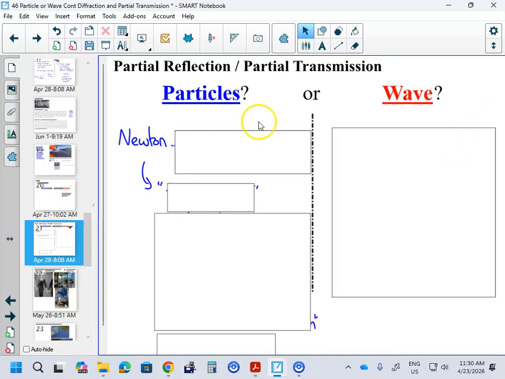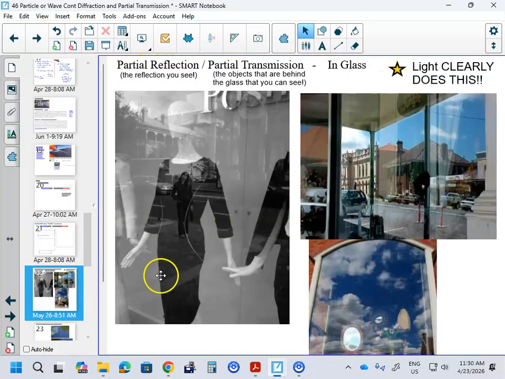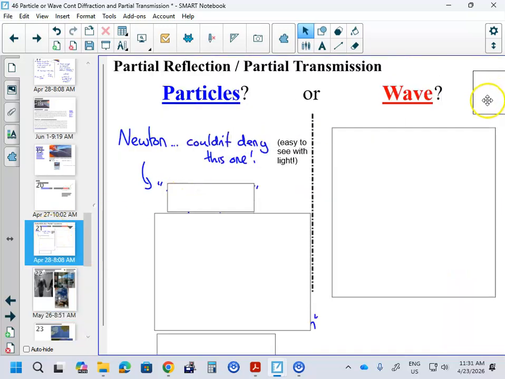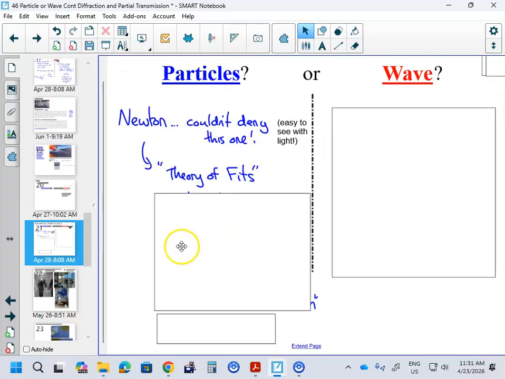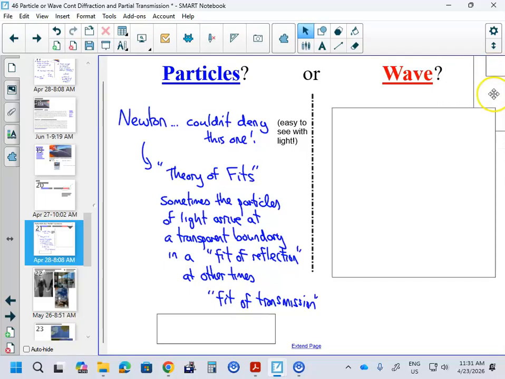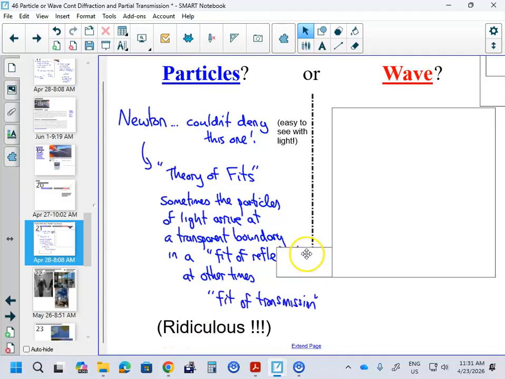at all. One of my favorite quotes or stories to do with Newton is about partial reflection and partial transmission, which we know happens with light, right? So Newton couldn't deny that one. It's very obvious, right? So he proposed his so-called theory of fits. Sometimes particles of light arrive at a transparent boundary in a fit of reflection, and other times they arrive in a fit of transmission, which is just bonkers that was ever said or written down.